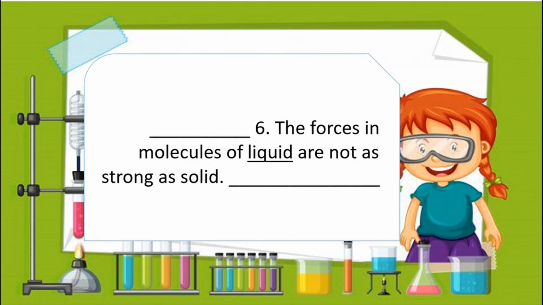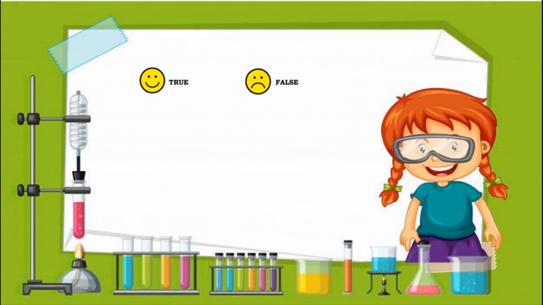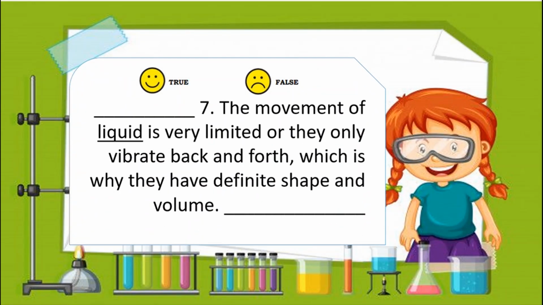Number 6. The forces in molecules of liquid are not as strong as solid. Okay, true is the answer. And number 7, the movement of liquid is very limited, or they only vibrate back and forth, which is why they have definite shape and volume. Answer is false. So what is the underlined word? Liquid.